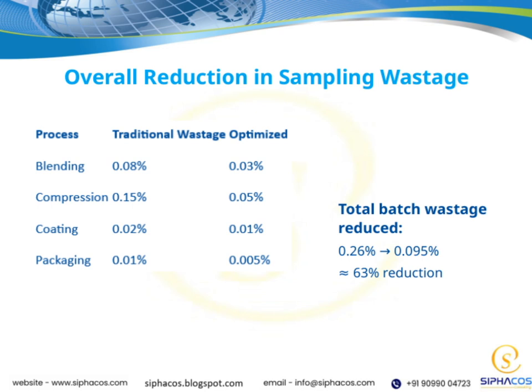When we consider the overall reduction in sampling wastage, it aligns perfectly with our goal to improve efficiency and sustainability across the board. These numbers highlight how targeted improvements can lead to substantial benefits, not only in cost savings, but also in our environmental impact. This slide really underscores the importance of continuous monitoring and process refinement in achieving our operational excellence.